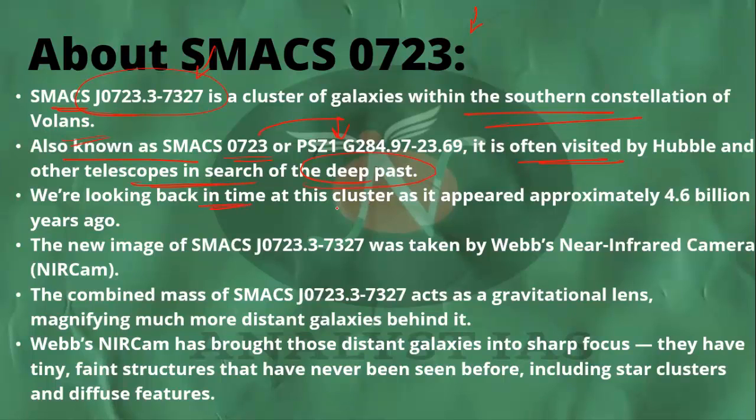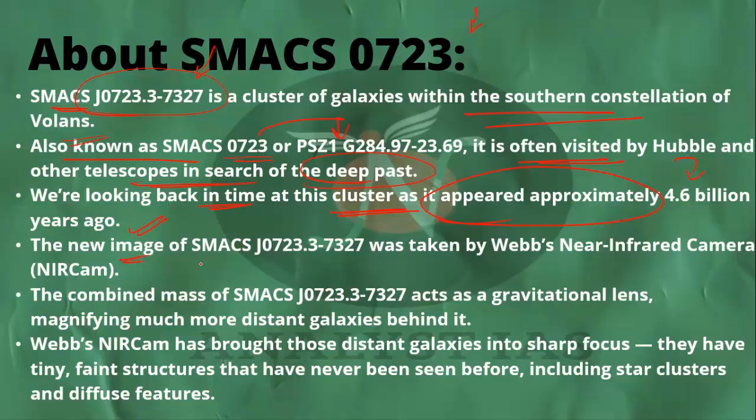We are looking back in time at this cluster as it appeared approximately 4.6 billion years ago. That's what I've told you already, right? Light travels at a certain pace, and there is a certain distance we have from this cluster of galaxies. So what we can see today, as light has been able to reach us, is actually the image of this galaxy cluster from 4.6 billion years ago. This is not how the cluster would be looking today. We don't know how it would be looking as of today. But the image we have is from 4.6 billion years ago. That's the amount of time light has taken to reach us, and that's how far it would be.